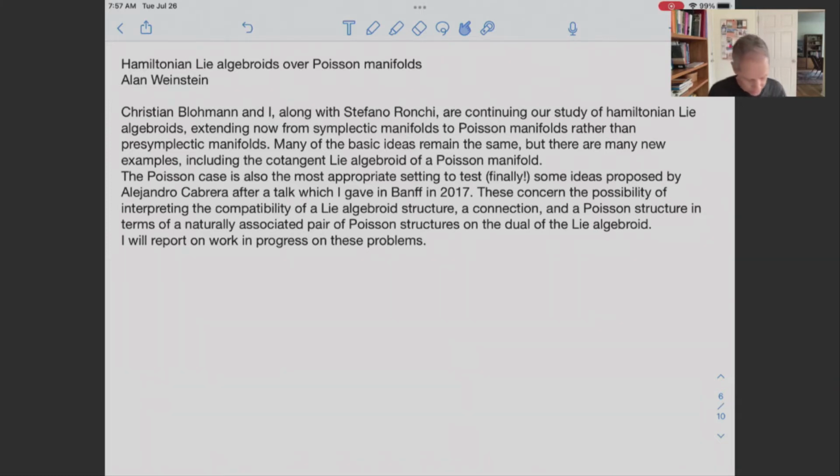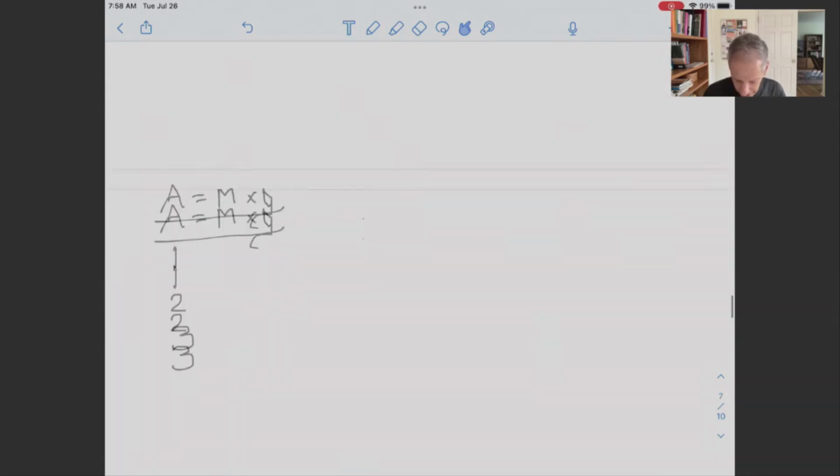So, I'm looking at notes. I've never done it quite this way before. I have notes on the side that I'm looking at, and then I will start writing here.